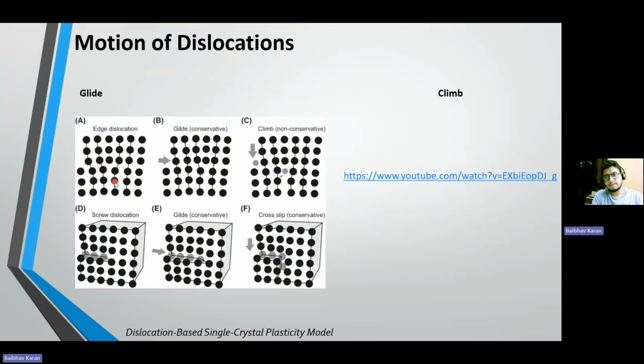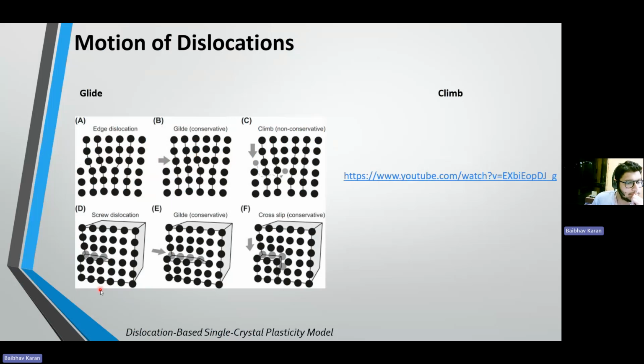So when we are saying it is gliding, there should be a plane where the line vector and the Burgers vector are in the same plane, and in that plane there will be a movement of atoms. As you can see here, this is the plane we're talking about. There is a movement of atoms. There is a creation of new bonds, and the dislocation is shifting, jumping from here to here, from here to here. It jumps around. This is known as glide.